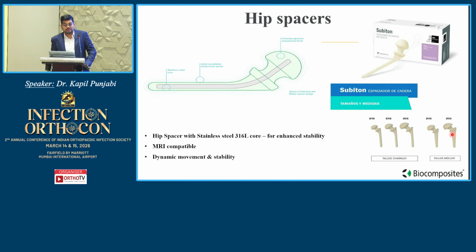If we talk about the hip spacers that we have, it is reinforced with stainless steel, that is 316L stainless steel, and thus it is MRI compatible. It is made completely of PMMA, and the peripheral 1 mm is loaded with the antibiotic. So you can be rest assured that the antibiotic elution will be from the entire spacer, and there will be uniform elution, unlike the intraoperatively prepared spacers. It comes in various sizes and styles, that is Charnley and Mueller styles, and we now have the long stem hip spacers available.